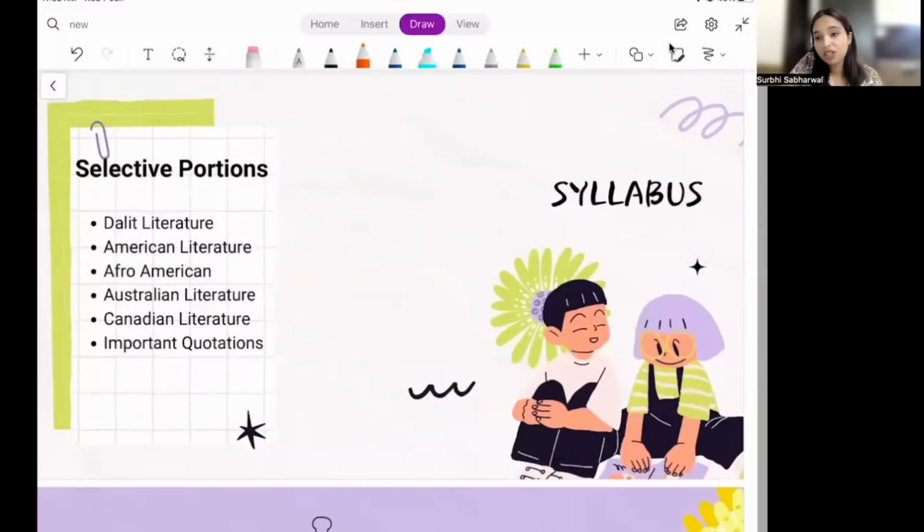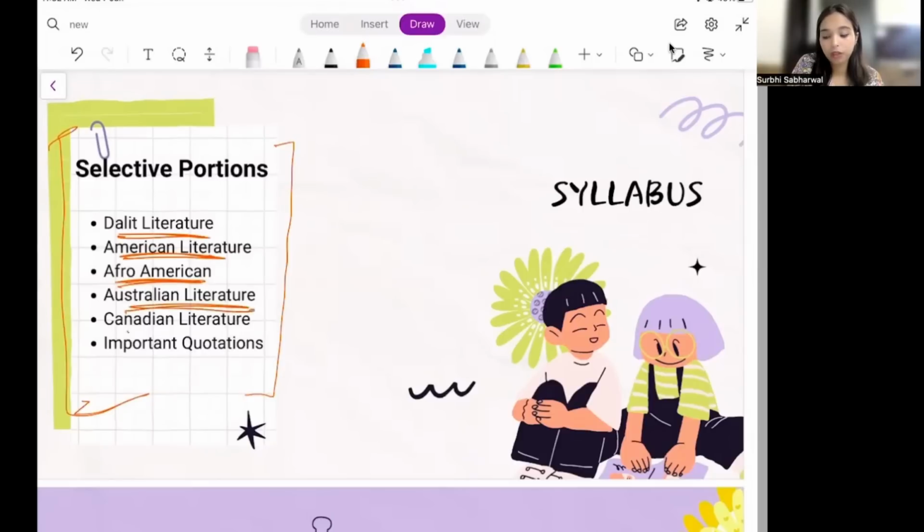Apart from the suggested syllabus in the CUET, we would also be covering some selective portions of these following topics, such as Dalit literature, American literature, Afro-American literature, Australian literature, and Canadian literature.